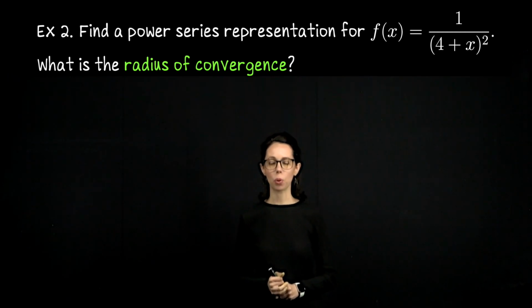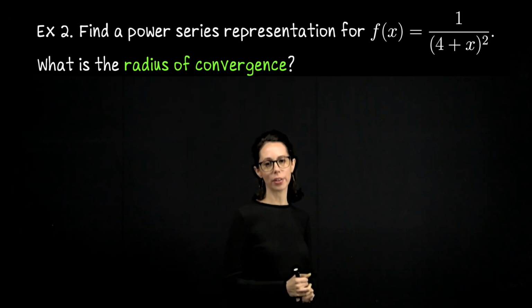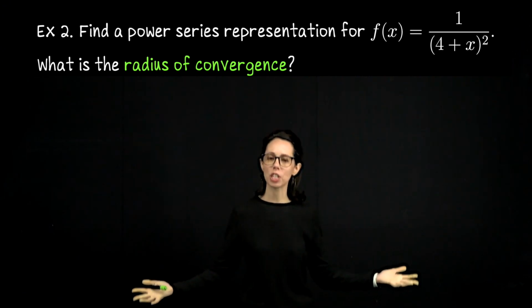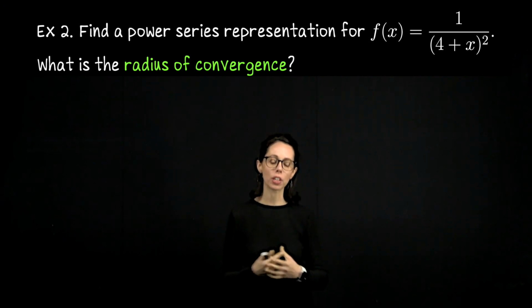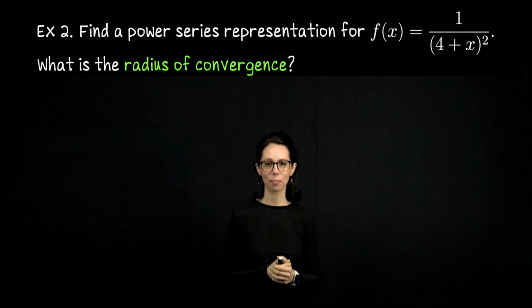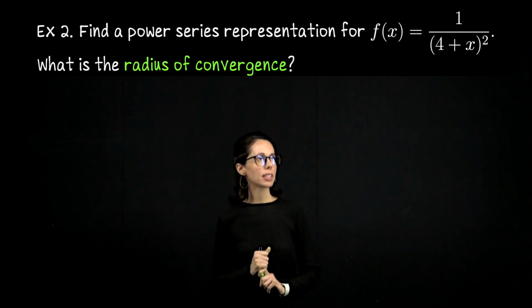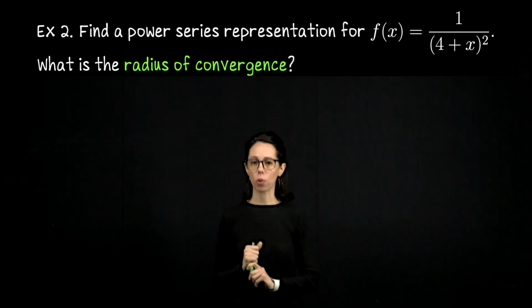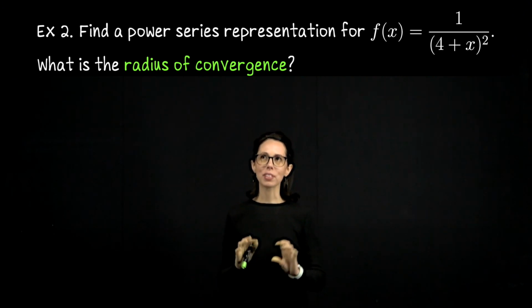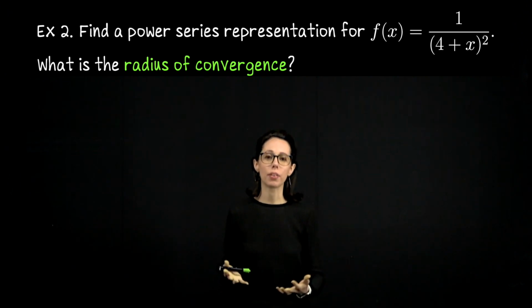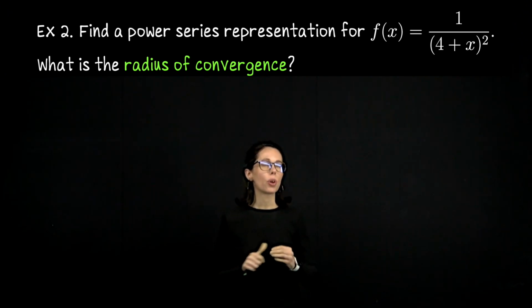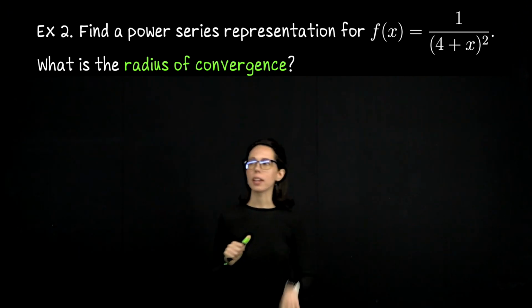In the first example, we started with a known power series representation, and we differentiated it in order to generate a new function with a new power series representation. In this example, what we're going to do is look at the function f of x equals 1 divided by the quantity 4 plus x squared. And we have to recognize that as the derivative of something. So what is it the derivative of? Maybe I should anti-differentiate.